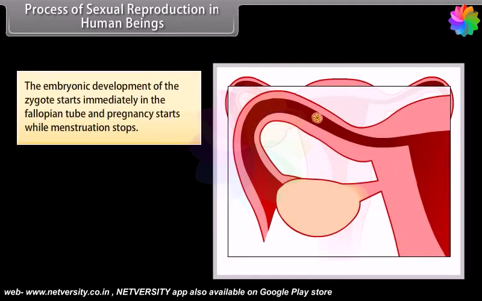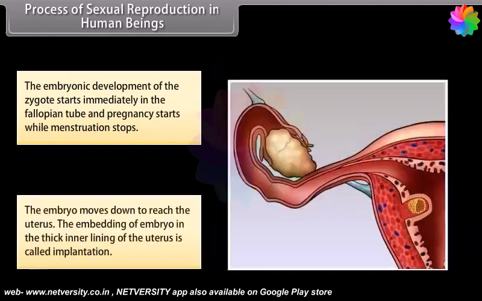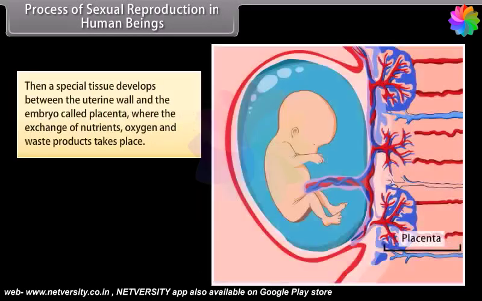The embryonic development of the zygote starts immediately in the fallopian tube, and pregnancy starts while menstruation stops. The embryo moves down to reach the uterus. The embedding of embryo in the thick inner lining of the uterus is called implantation. Then, a special tissue develops between the uterine wall and the embryo called placenta, where the exchange of nutrients, oxygen, and waste products takes place.